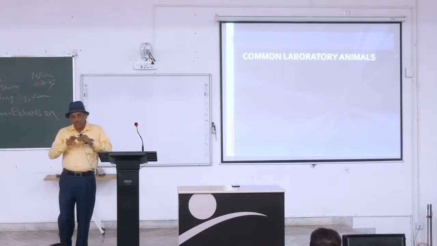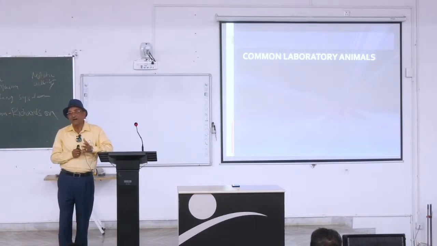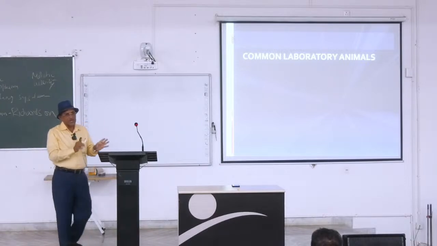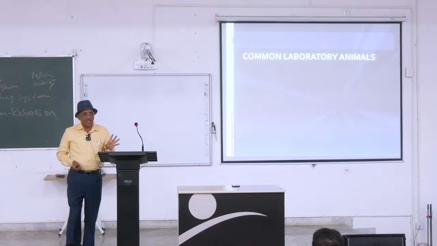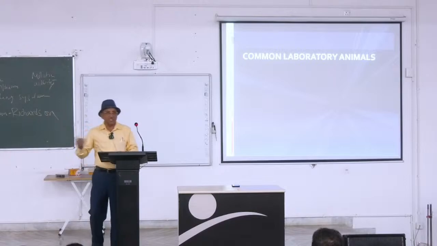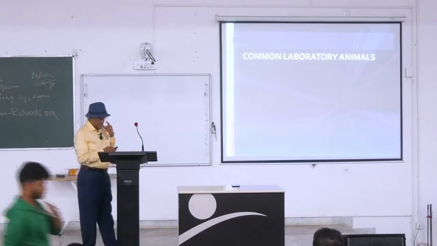Third is calculation. Dosage calculation. There are some procedures. Suppose 1 milligram drug has been administered to one animal. There are some methods by which we can extrapolate the dose to the human being. So these are the advantages.